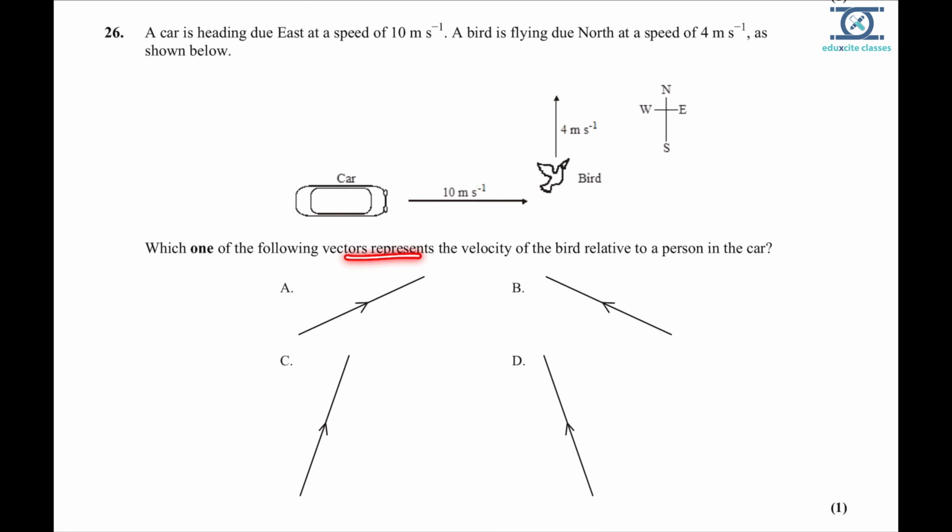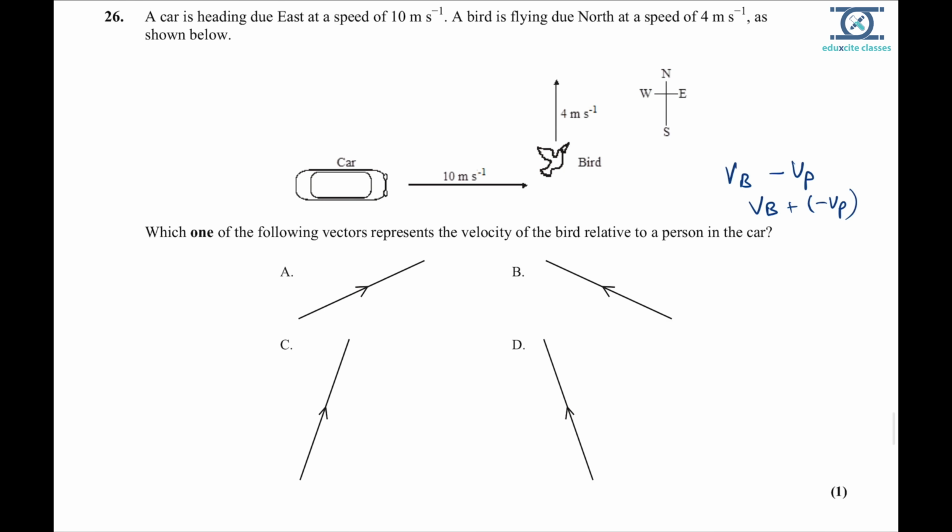Which one of the following vectors represents the velocity of the bird relative to the person in the car? So it is nothing but VB minus VP, where P means the car or the person. Or I can write VB plus or minus VP. The vector method we have done, you can see in the topic 1 video, the link is given in the description.